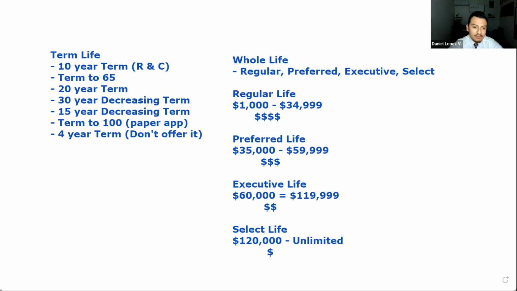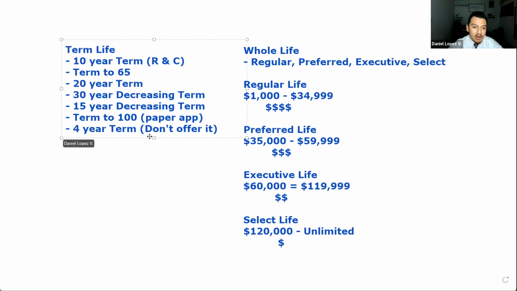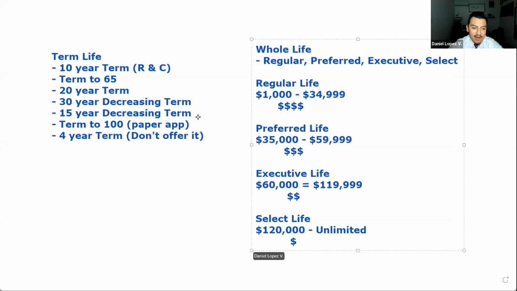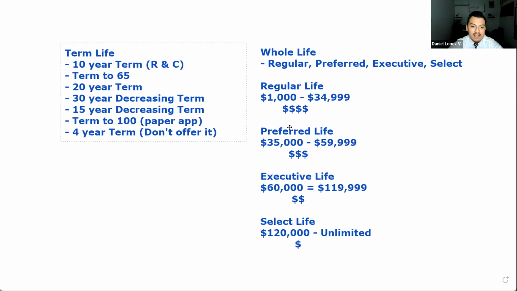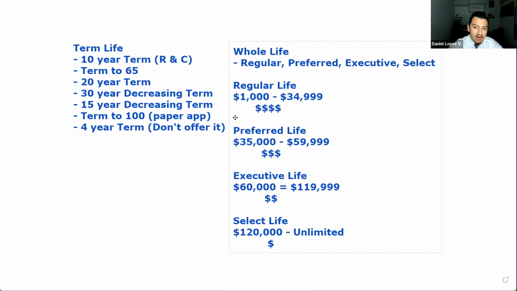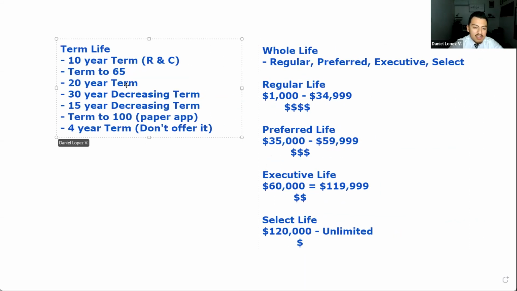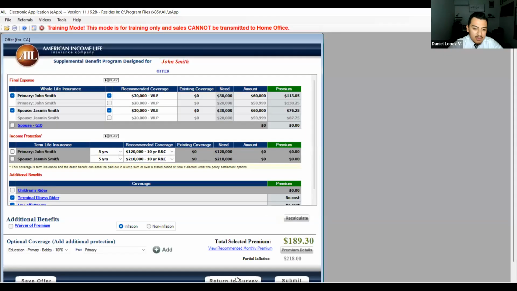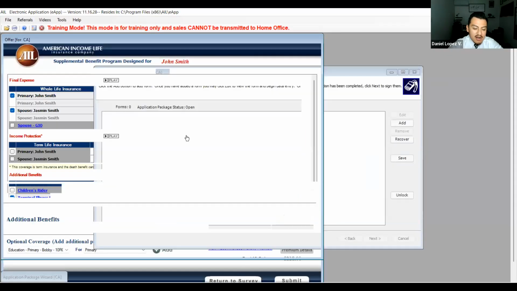Cool? Okay, so this is what we offer. When it comes to life insurance, that's what you can offer them. Now, on the EAP, remember, 10-year term is labeled as income protection on the EAP. So all that is here. I want to make sure you guys are not confused.